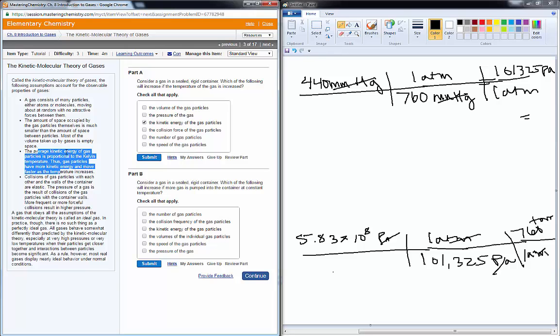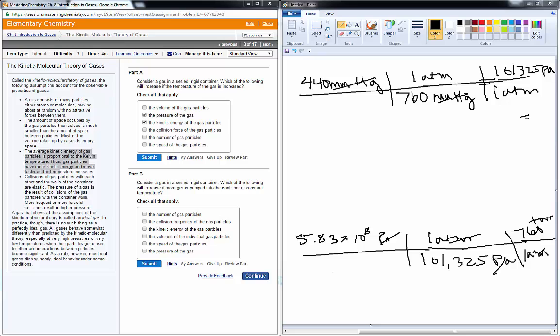And then because the kinetic energy goes up, we know that the energy of individual particles increases. That means the collision force that they exert increases, and pressure is collisions, essentially. And so because my energy increases, I know that my pressure is going to increase as a result of the fact that the collision force increases. The collisions of gas particles are elastic.